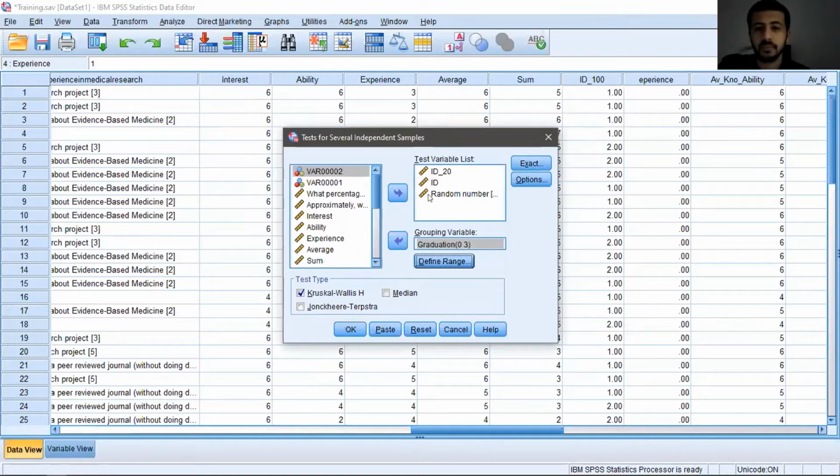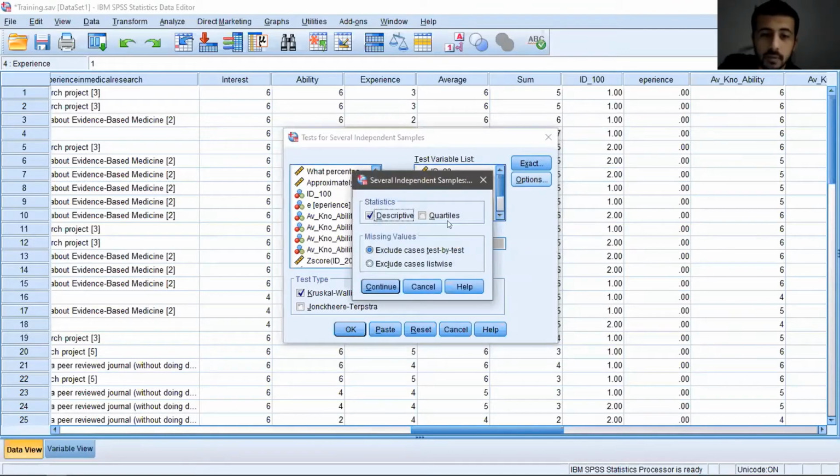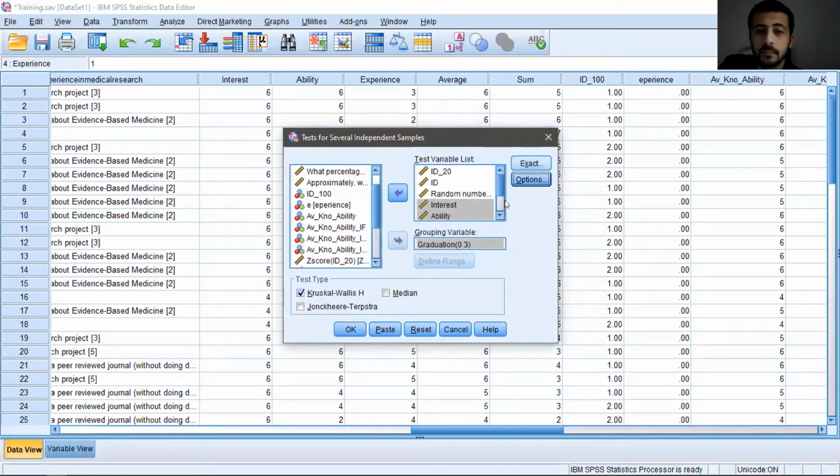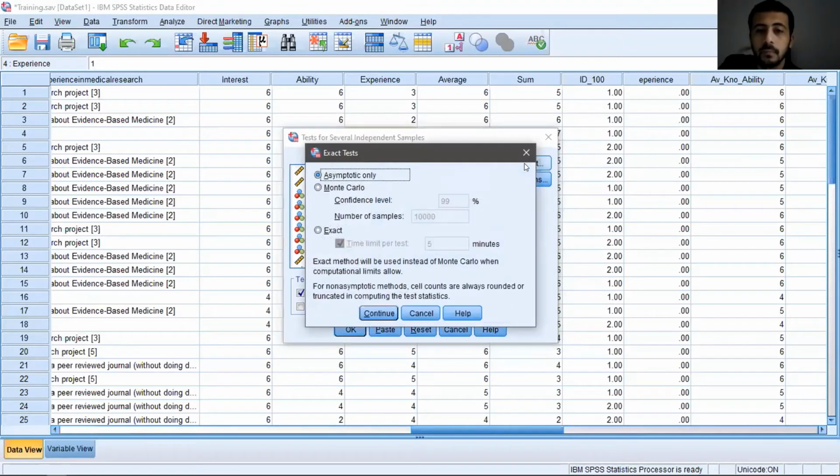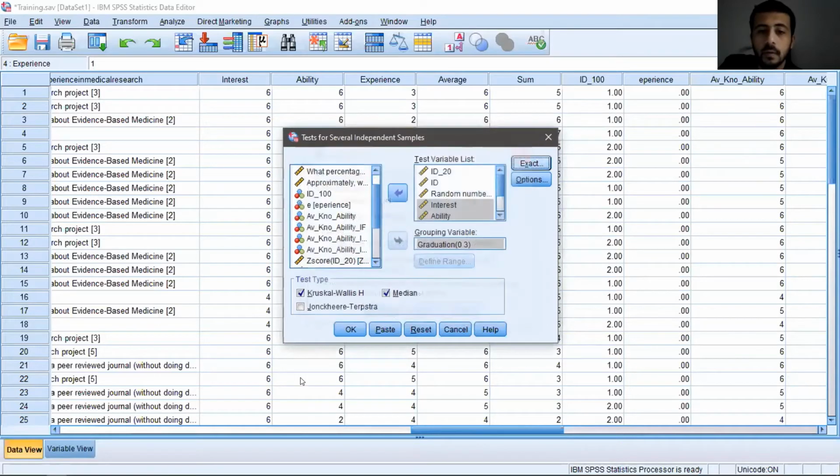I will compare those because those are not parametric, and I will also compare the original data. All of this will be done in one click. Do we have options? Descriptives, quartiles. Okay, do you remember that name?